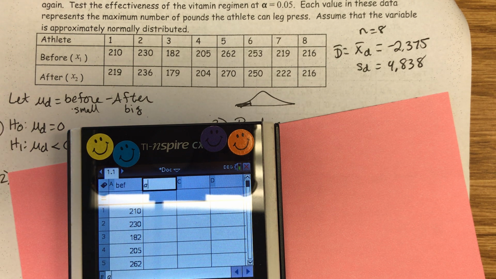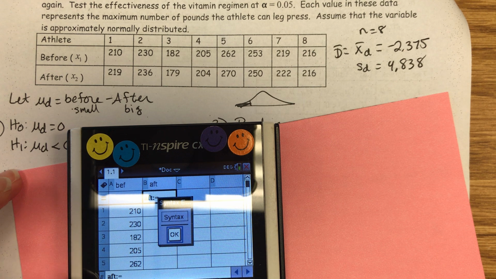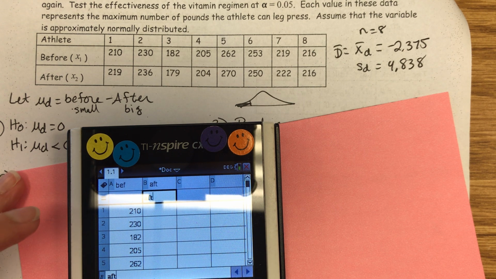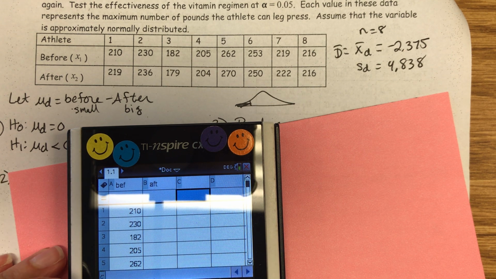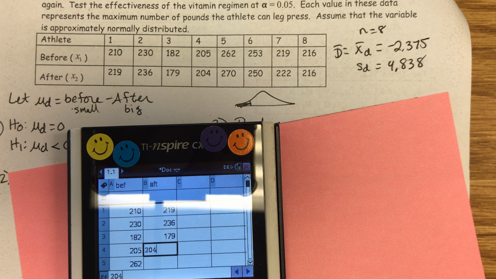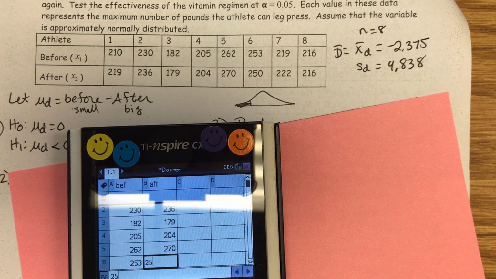You really get to pick what you want to do. If you want to just subtract them, you can just subtract them. Okay, oh goodness, I did it again. Tab down here. All right, I'm going to type in my afters: 219, 236, 179, 204, 270, 250.